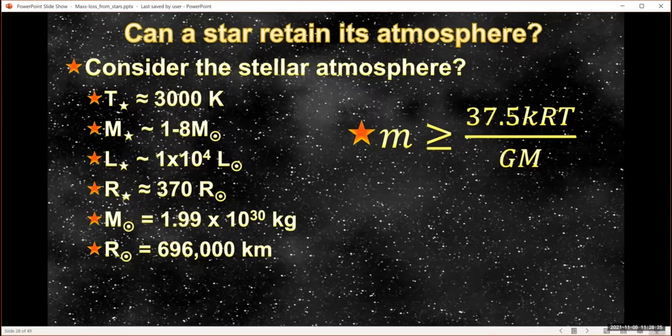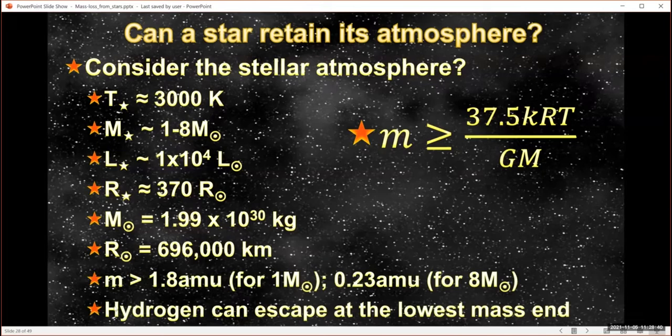We've got star, 3000 Kelvin, 1 to 8 solar masses, 10 to the 4 solar luminosities. The radius is 370 solar radii. I put in the mass of the sun and the radius of the sun in metric units. If we plug it all in, what we find is that for a 1 solar mass star, it will hold on to stuff that is more than 1.8 mu in mass. So that means everything that's not hydrogen.